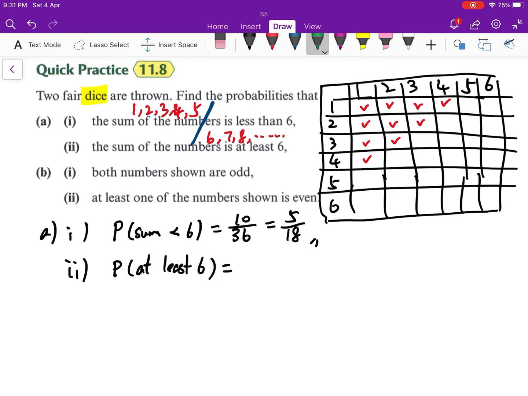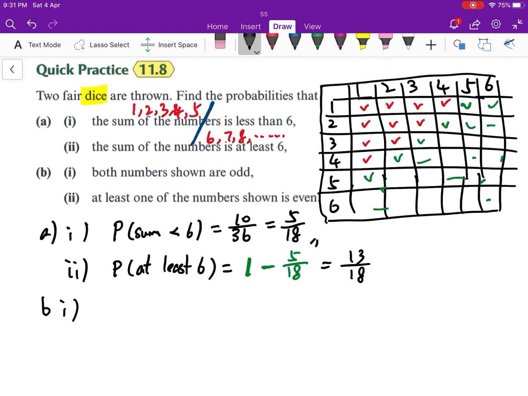So yes, you can count all those green ticks, calculate all of them. That is one method. Another method is 1 minus the event that you don't want. See? Easy, right? Just minus it, then the final answer, 13 out of 18. Of course, you don't need to use the 10 out of 36. If you already got the final answer, 5 over 18 is the simplest form. So this is how we use the complementary event formula to calculate.